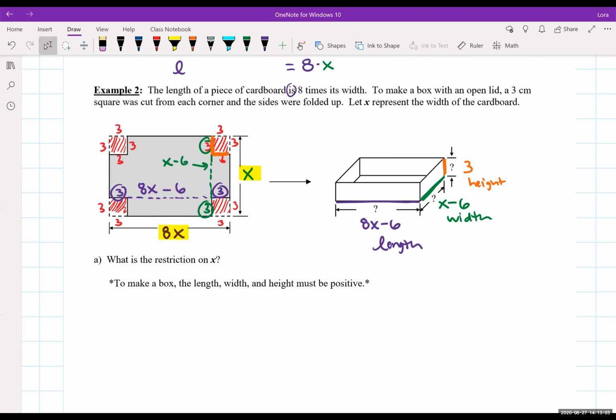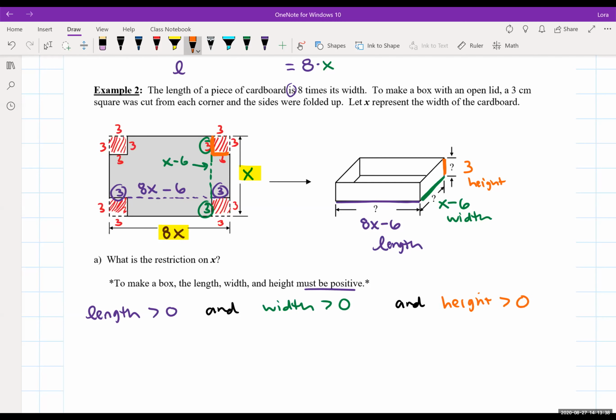So when the length, width, and height must be positive, sometimes I'll just note to myself, length must be positive. And what does that mean? Positive means a number greater than 0. So the length must be positive, the width must be positive, and also the height. Otherwise, we do not have a box to begin with.